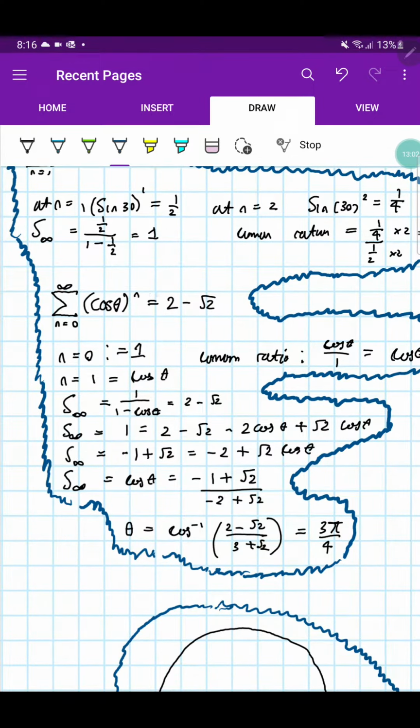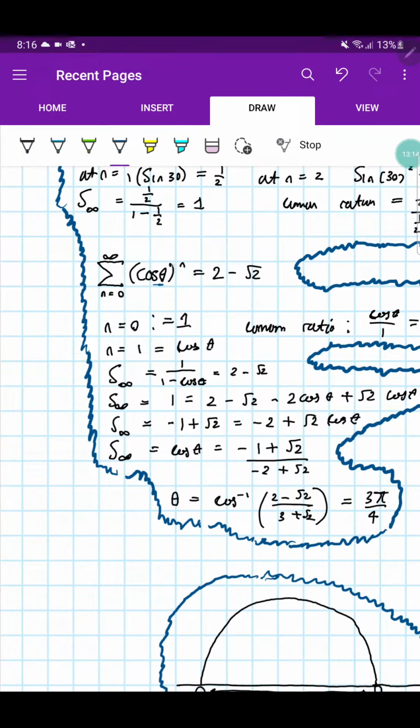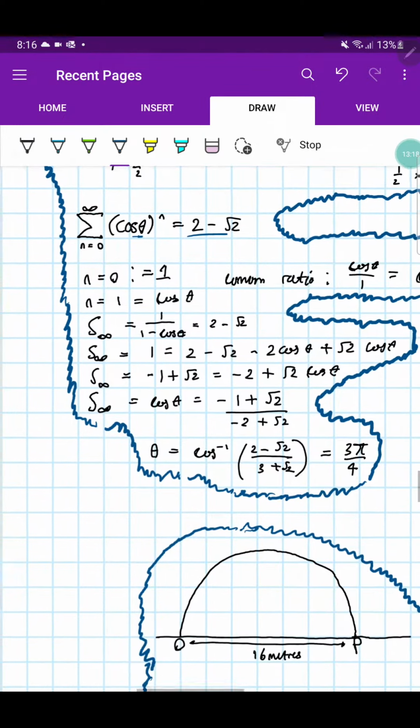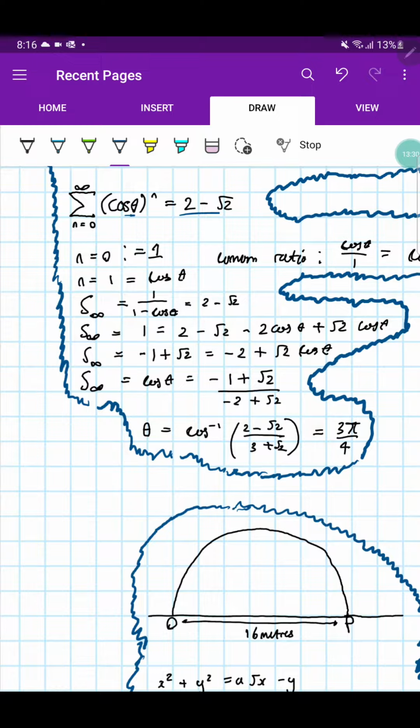Now, with the next part of the question, we need to find the sum to infinity from n equals 0 of cos theta to the power n. And we know that that has to equal 2 minus root 2. So we need to find the smallest possible value for theta that will give you that answer. Now, we know that when n equals 0, we get 1, because cos theta to the power 0 gives 1, because anything to the power 0 is 1.